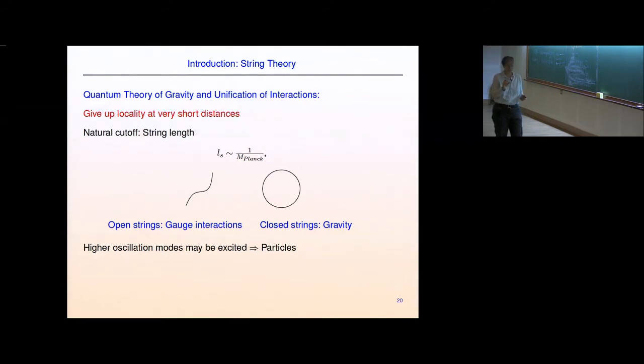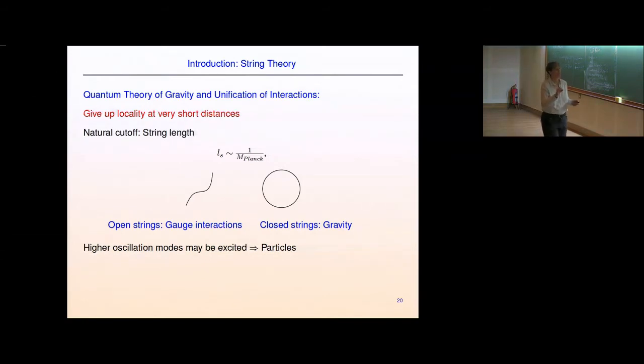Well, you avoid this regularization or non-renormalizability issue by giving up locality at very short distances. And if your particles are no longer point-like, but they're extended, then there's a natural cutoff, which is the string length. And so the string length essentially is given by 1 over the Planck mass. So this is a super short length scale of 10 to the minus 35 meters.